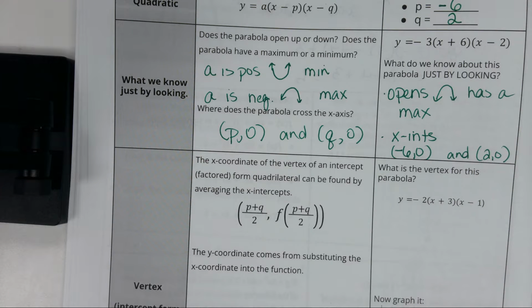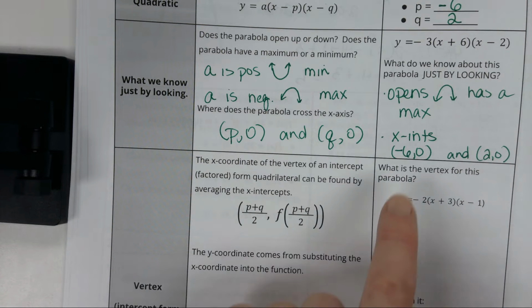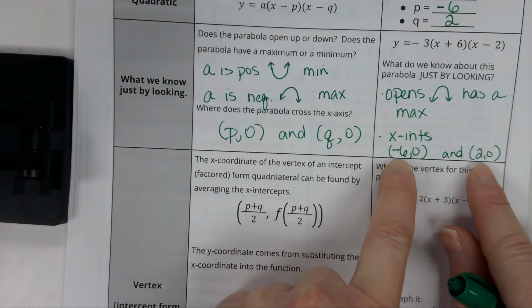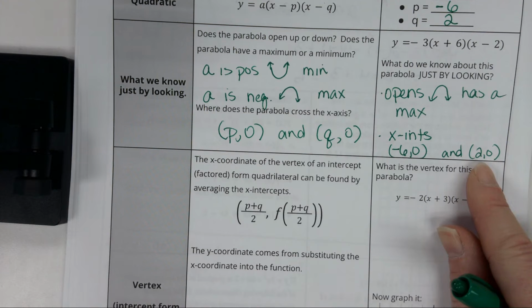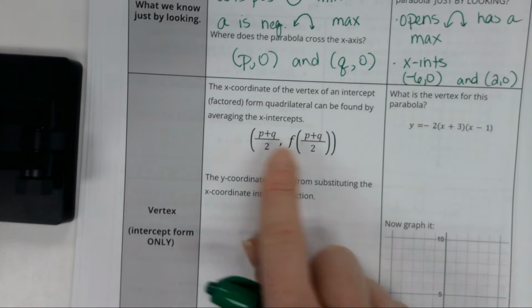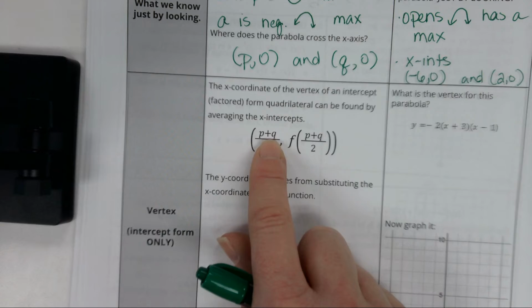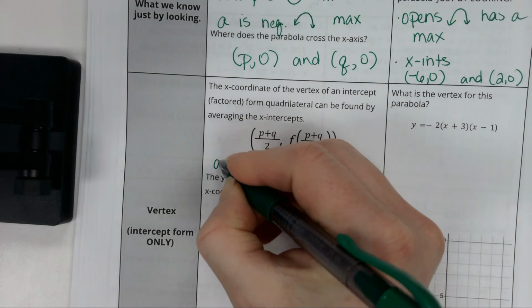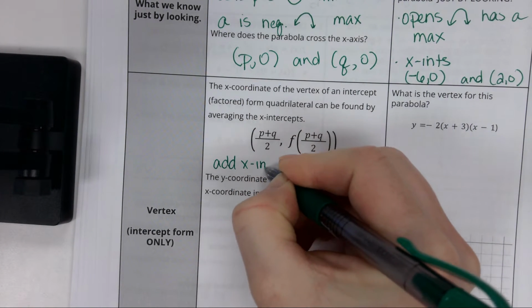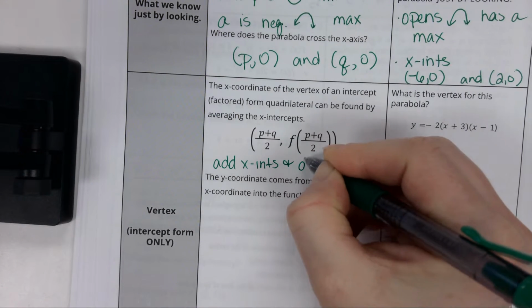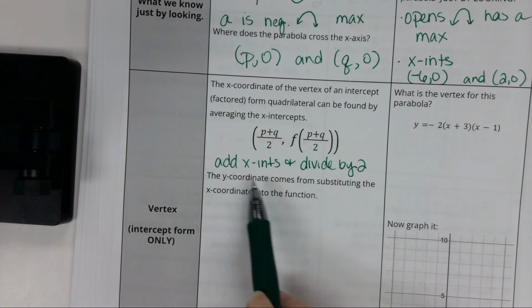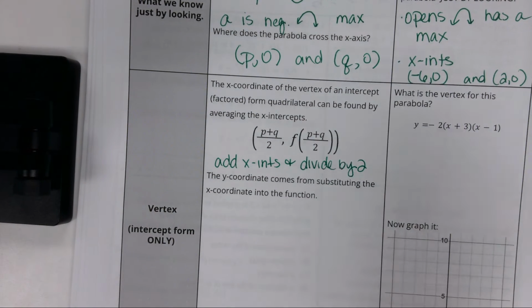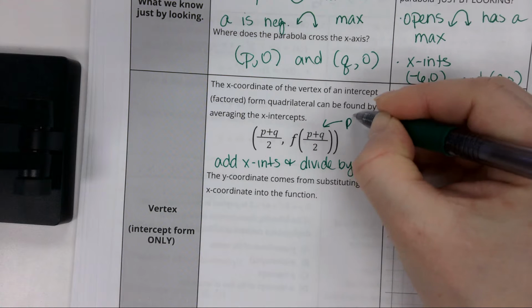Okay, and so we don't have to do a long thing to find the vertex. What we have to do is just find halfway in between two numbers. Do you know how to do halfway in between two numbers? You add them up and you divide by 2. So this just means you're going to add the x-intercepts and then divide by 2. Just like before, to find the y-coordinate, you're going to plug in x.